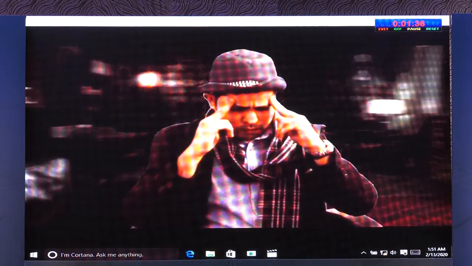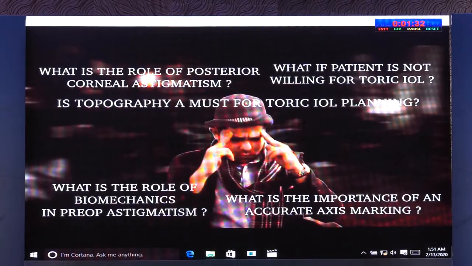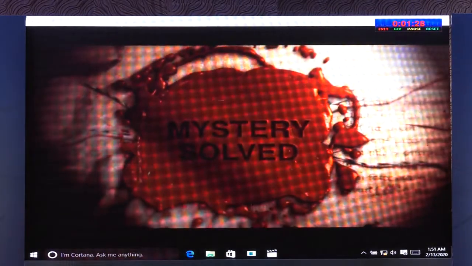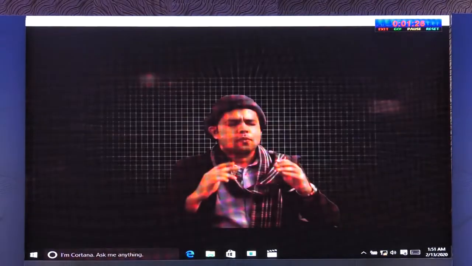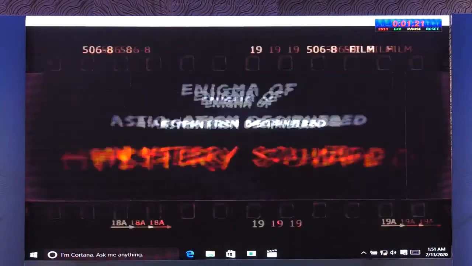Thus, Dr. Holmes rightfully solved all the queries of ophthalmologists all over the world. Hence, mystery solved. He has finally deciphered the enigma of astigmatism preoperatively in cataract surgery.